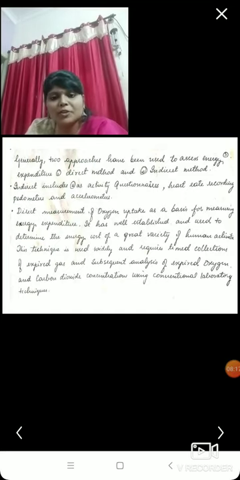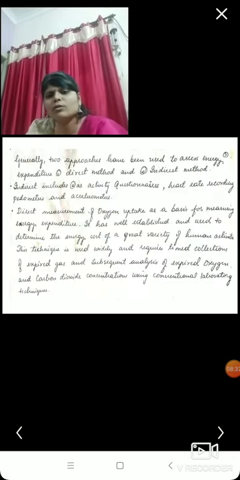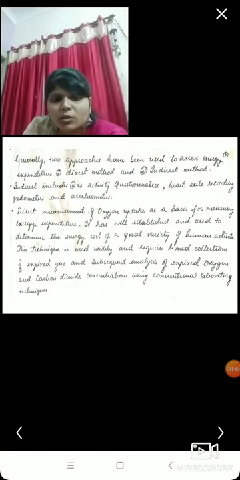But direct measurement of the oxygen uptake as the basis for measuring the energy expenditure has great value, and it is well established also. As you have seen in the different pictures, it is well established, and lots of advanced techniques have come to this particular technique, that is the direct measurement of the oxygen uptake in a variety of human activities. This technique is used widely and requires lots of timed connections, meaning a particular time is needed for it.